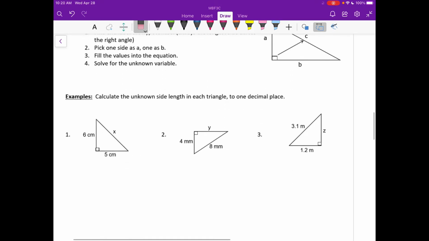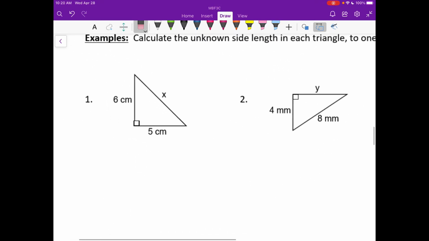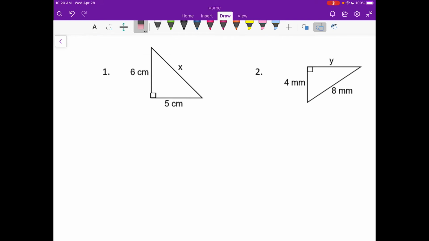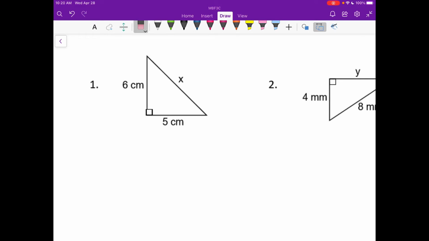So we'll go in here and we'll do a couple of questions together. You can try these on your own first, or you can just follow through and watch as I do them as well, because this is a little bit of review from last year. So just going to go in through here and try these by yourselves.